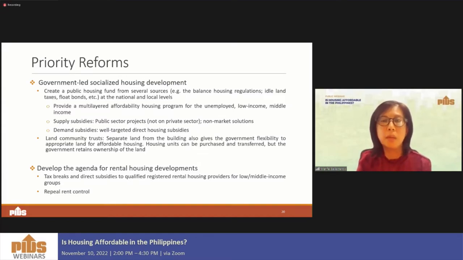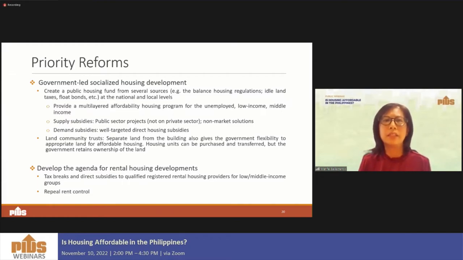This is either through slum upgrading or provision of public rental housing. It can also be used to fund direct subsidies. And as we have been repeatedly saying, subsidies should be well targeted, and it's not open, in which access to housing will not really be the middle income, but really those who are in need.